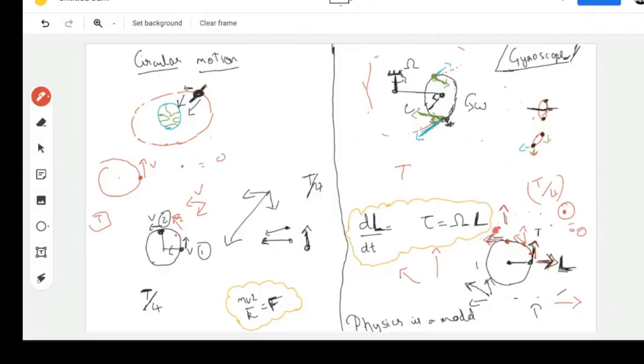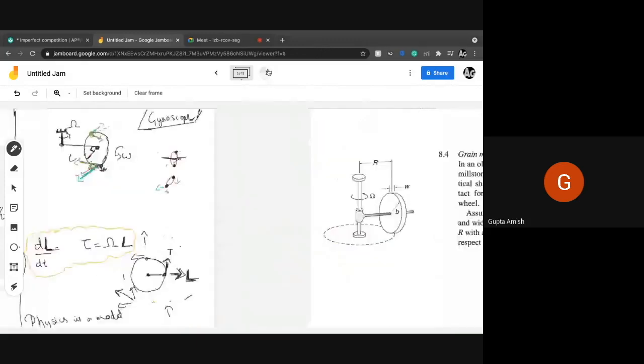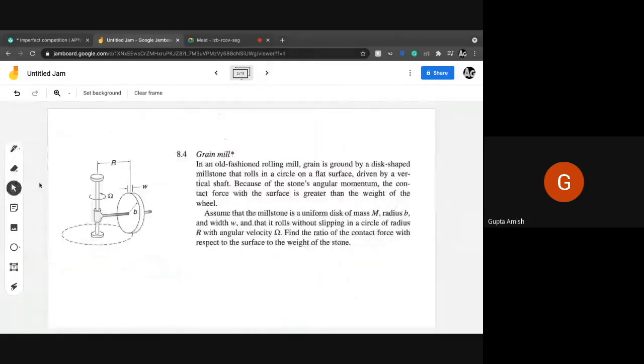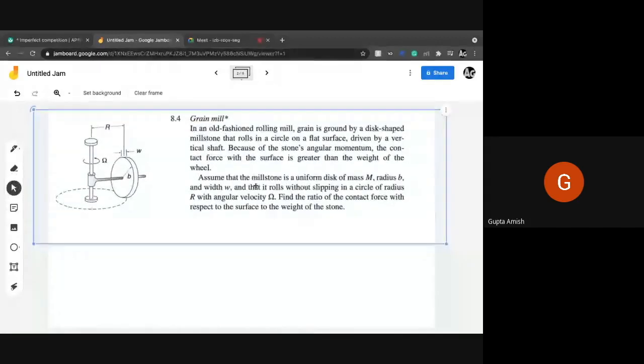But then, the intuitive part comes where you need to look for very small dt time and how it's changing, how the L is changing. So let's move on to the first question. I'll give you some time to read and tell me what to do with this.